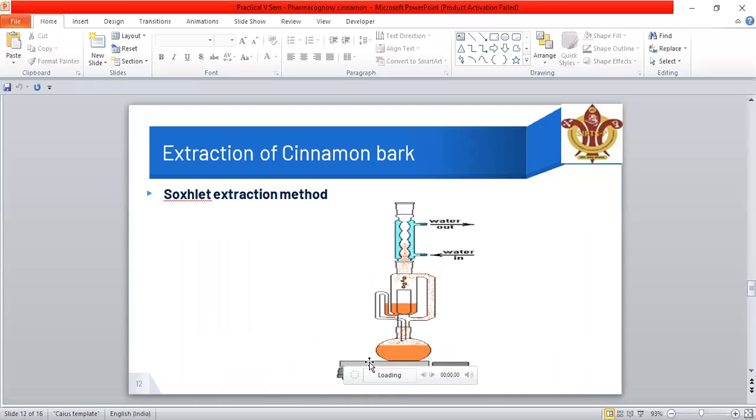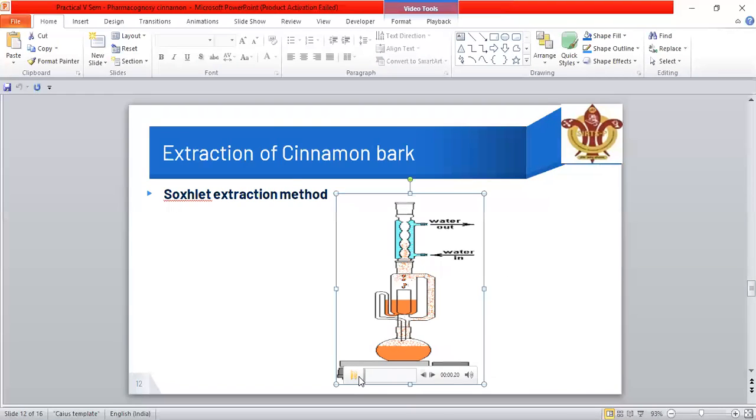Okay, I'm playing this. This is how you can see the solvent vapor is going from the side tube. The steam is going up, water in, water out.